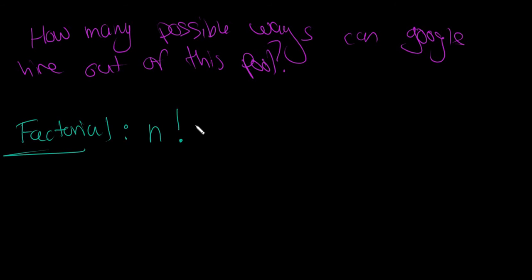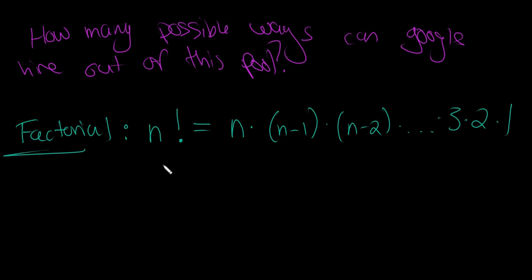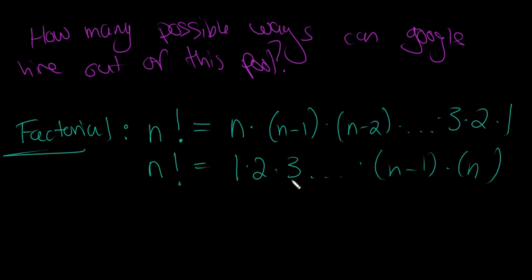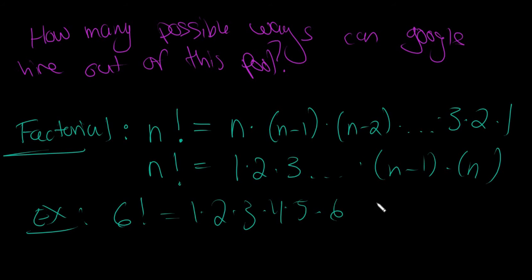N factorial. This is defined as n times n minus 1 times n minus 2 times ... times 3 times 2 times 1. Sometimes you'd rather think of it this way, that's descending, but it's exactly the same if you were to go 1 times 2 times 3 ... times n minus 1 times n. For example, 6 factorial is equal to 1 times 2 times 3 times 4 times 5 times 6.